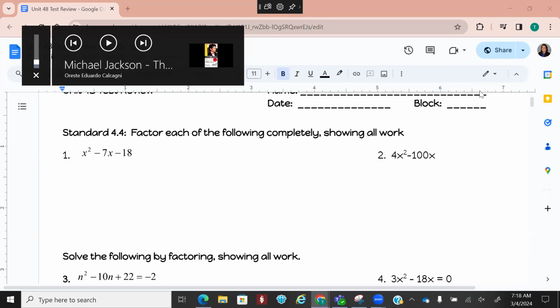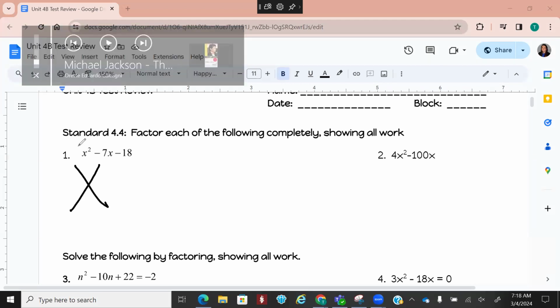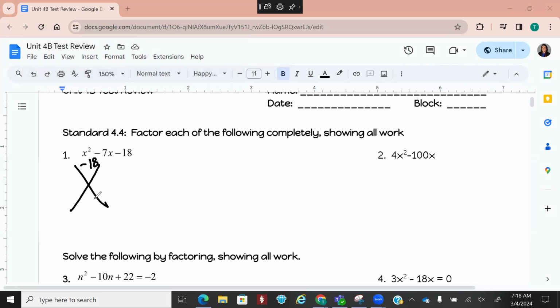Okay, so let's talk about factoring. This is the first thing that we learned. A times C is -18 and B is -7. So what two numbers can I multiply together to get -18, but add together to get -7? Multiply to get -18, add to get -7.